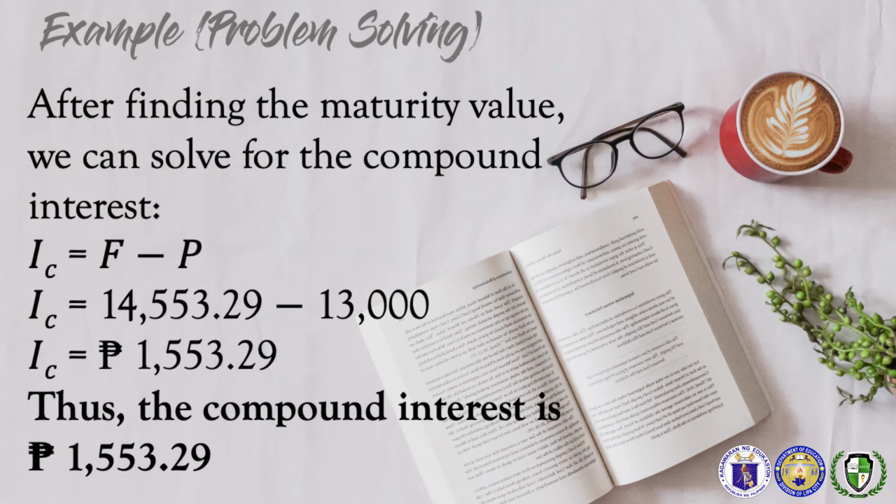Applying now the formula for compound interest, which is I sub C is equal to F minus P, we will obtain 14,553.29 minus 13,000. Thus, the compound interest is 1,553 pesos and 29 cents.